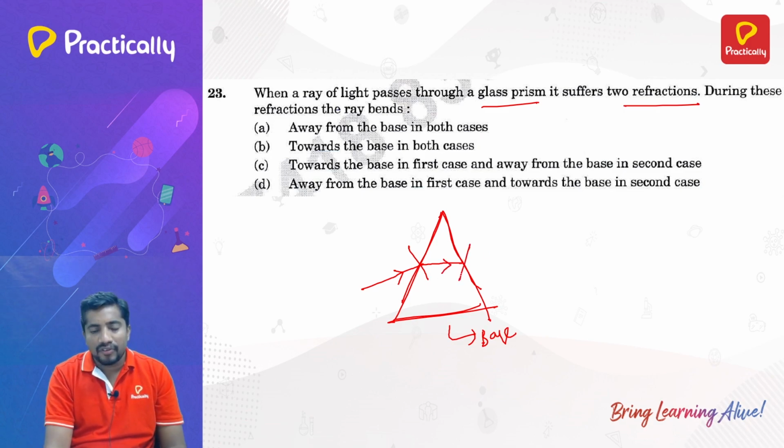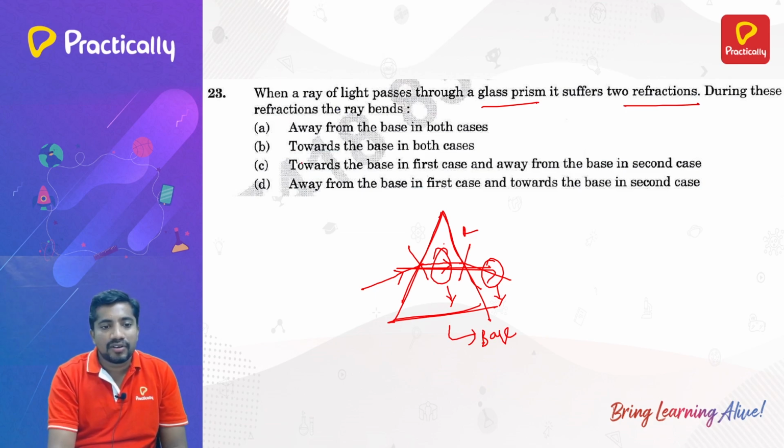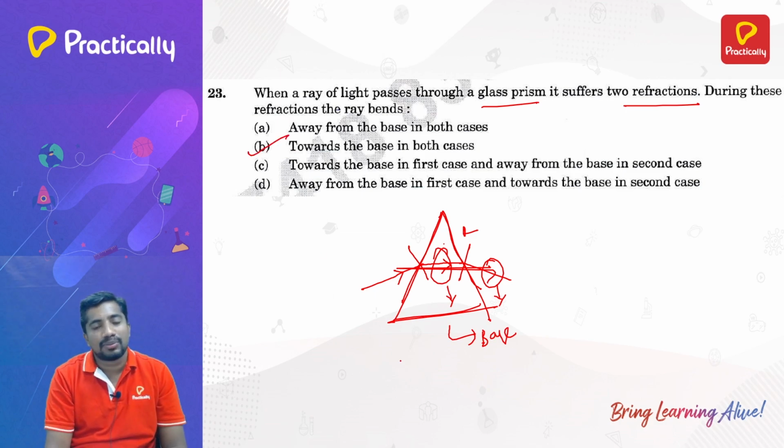Here it will suffer one more refraction, but in this case, it is entering from denser to rarer. This is rarer, so it will bend away from the normal. Now if you look at both cases, it is bent towards the base only. So straight away you can say towards the base in both cases, option B.